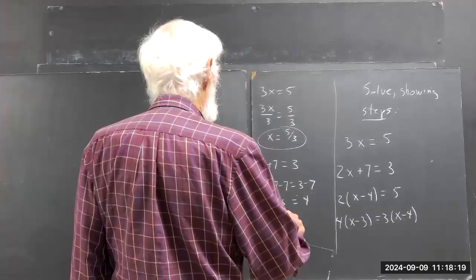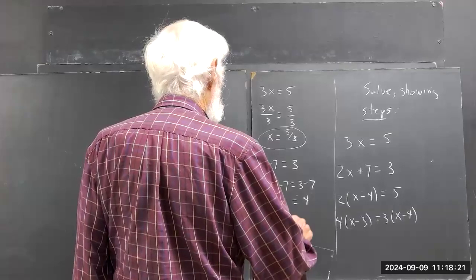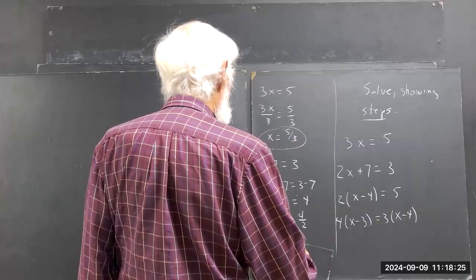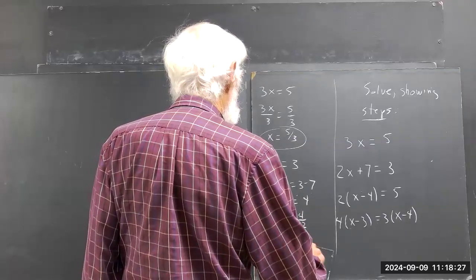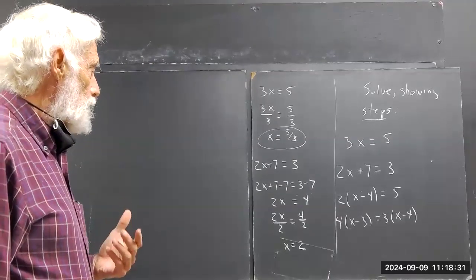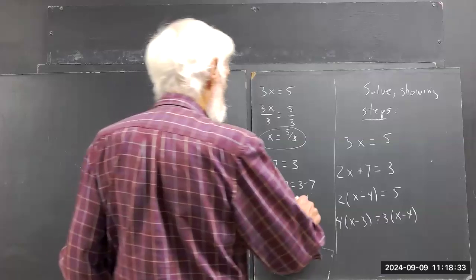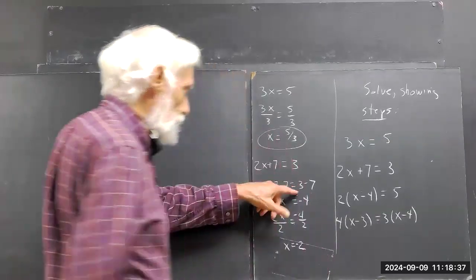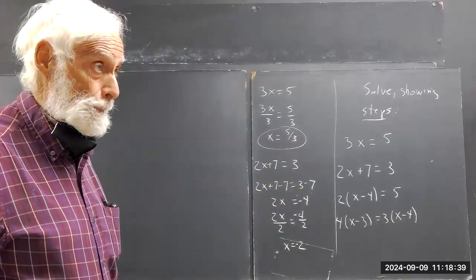Then 2x divided by 2 equals 4 divided by 2. So that x equals 2. Now again, we checked that and I was really careless. 3 minus 7 is negative 4, right?